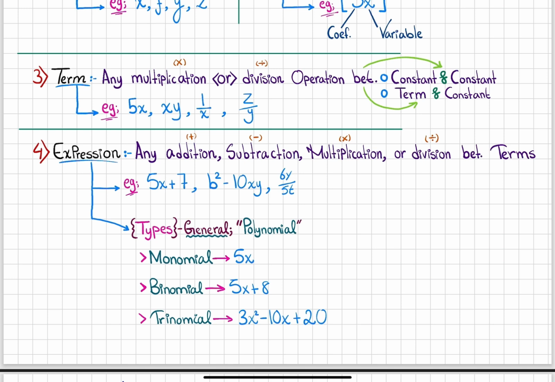There are types of expressions. The general term we use for expressions is a polynomial expression. But if you want to segment them into groups, we have the monomial expression, which is just 5x, the binomial with 2 terms, 5x plus 8, and the trinomial with 3 terms, 3x squared minus 10x plus 20. So you get the idea here.